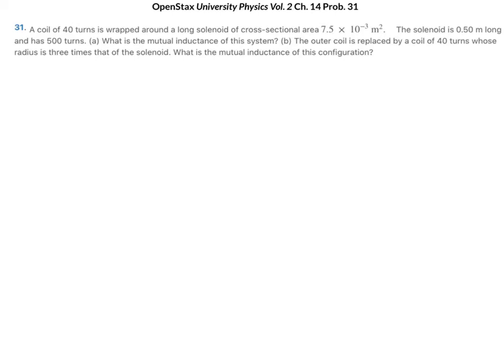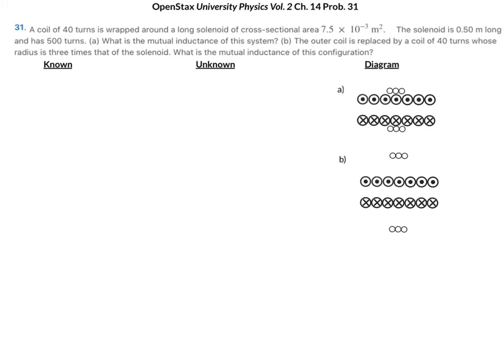B. The outer coil is replaced by a coil of 40 turns whose radius is 3 times that of the solenoid. What is the mutual inductance of this configuration?